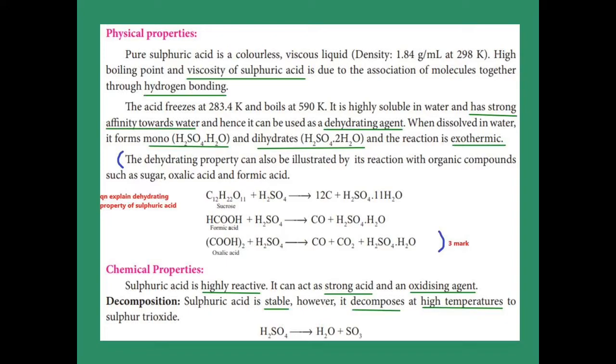Chemical properties. Sulfuric acid is a highly reactive one, we know very well. It is the strongest acid as well as an oxidizing agent. First one, it is a stable acid, but its stability is broken at high temperature. At high temperature, it decomposes into water and sulfur trioxide.